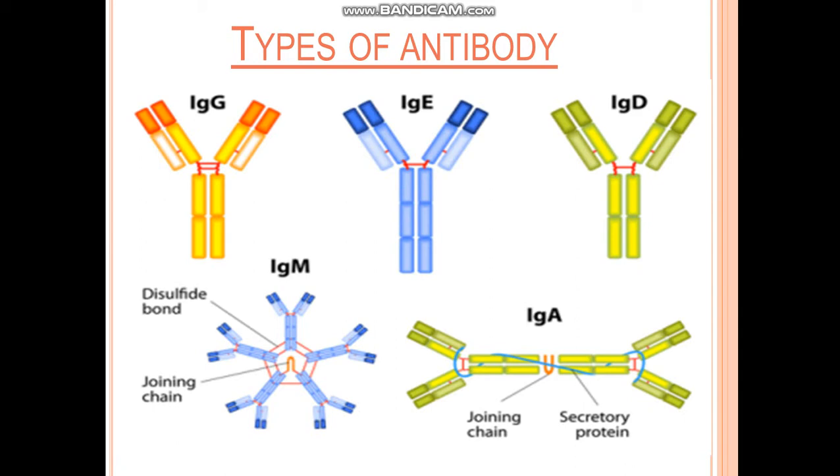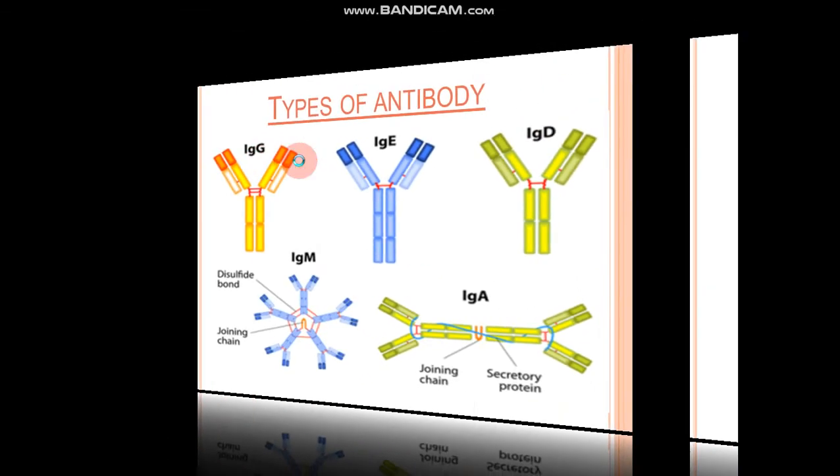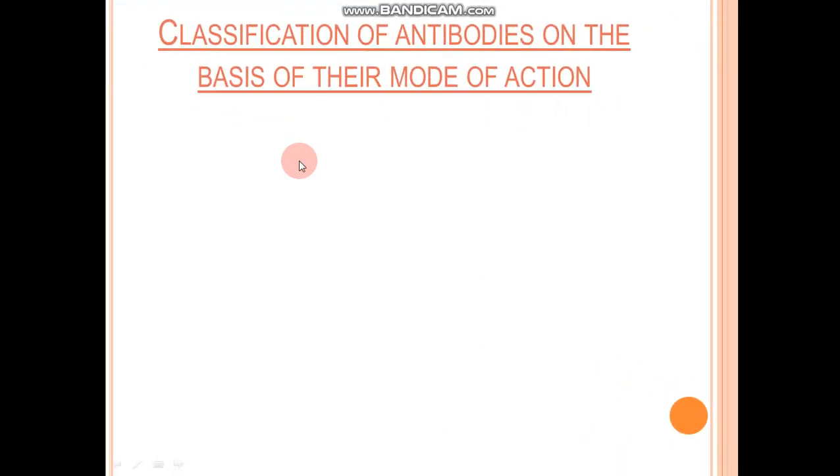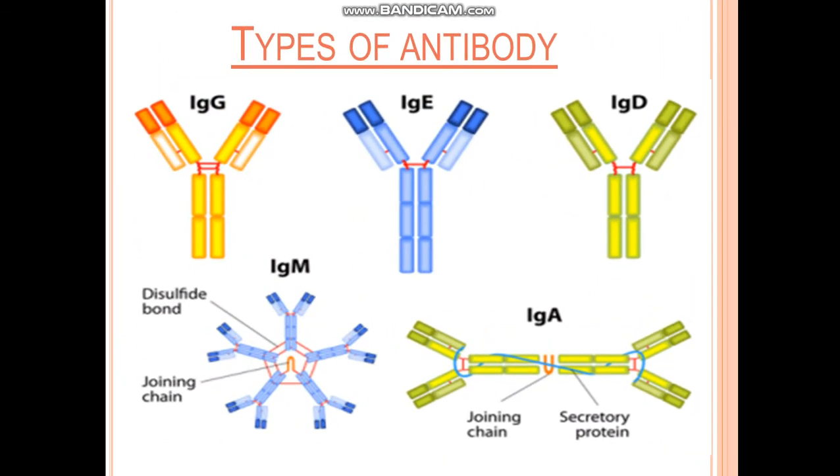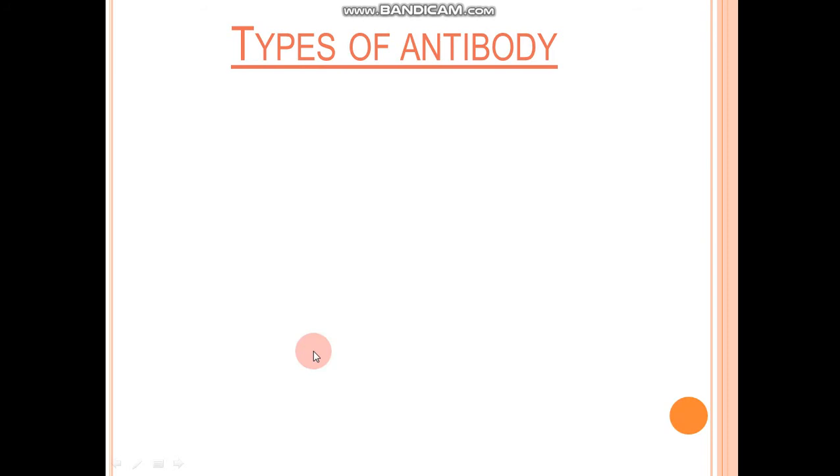So IgG, IgE, IgD. Ig stands for immunoglobulin. Immunoglobulin G, immunoglobulin E, immunoglobulin D, immunoglobulin A, and immunoglobulin M. Okay, so they may be simple as these 3. These are the simple ones and these are the complex ones, IgA and IgM.